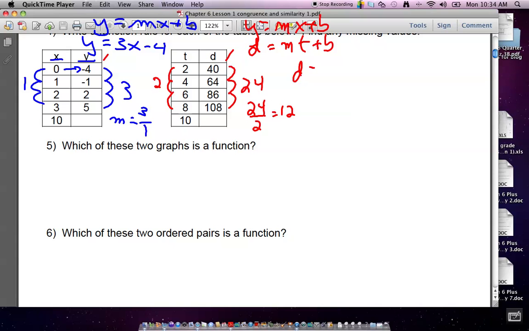So I get d equals 12t plus, then the b matches up with 0. But the tricky part of this one is there's no 0 in the table. So I got to kind of work my way backwards. 8, 6, 4, 2, what would come next? 0. Then I'm going to go down 24. I'm at 40, because this is going up by 24. So if I'm going this way, I'm reversing. I got to go backwards. This is 16. So I get d equals 12t plus 16.